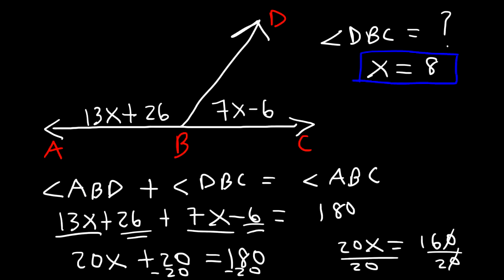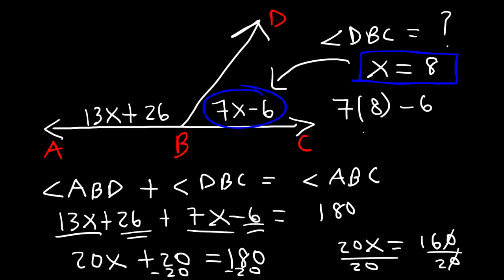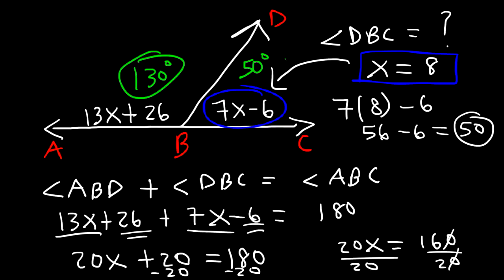Now that we have the value of x, we can find angle DBC, which is 7x minus 6. So we take this answer and plug it into 7x minus 6. It's going to be 7 times 8 minus 6. 7 times 8 is 56, and 56 minus 6 is 50. So therefore, angle DBC is 50 degrees, which means that ABD has to be 180 minus 50, or 130, since these two are supplementary.